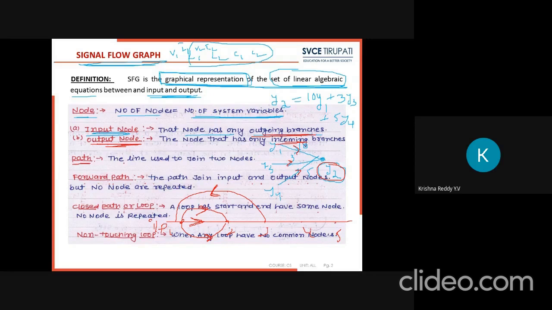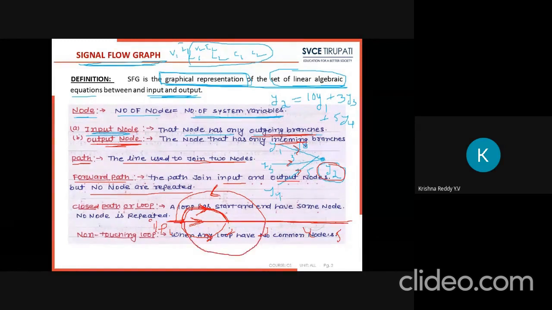Here what is the path? The line used to join two nodes. In order to join these two nodes, we are using one line. It is known as path. What is the forward path? The path joining input and output nodes, but no nodes are repeated. We are moving from 1 to 5 like this, and if you are moving from 1 to 3, 4, 5, otherwise we can move from 1 to 3, 4, 5. In order to join the input and output, whatever the nodes we are supported, it is known as forward path. In that, no nodes are repeated.